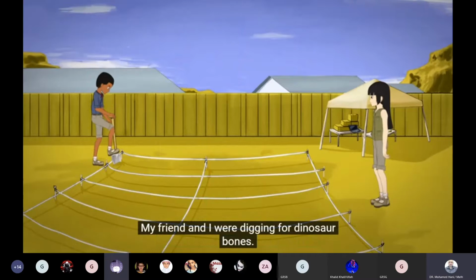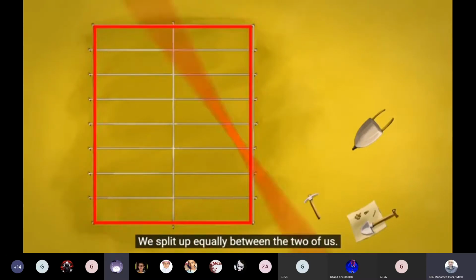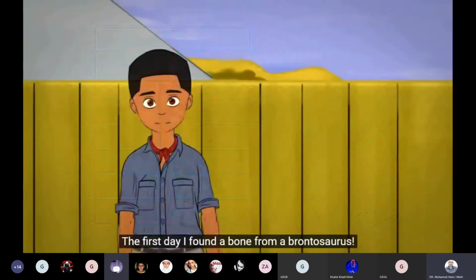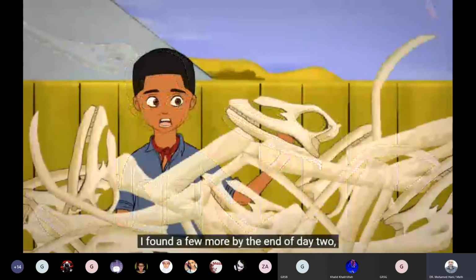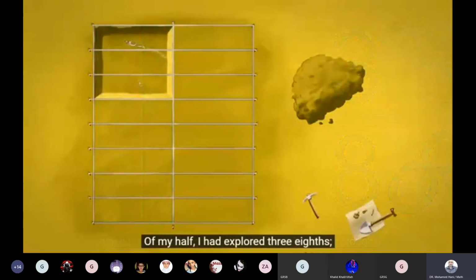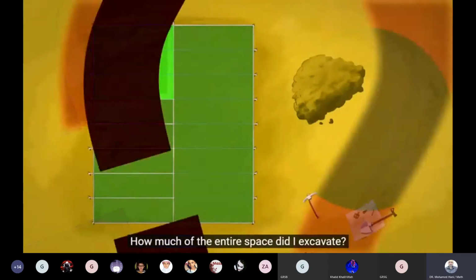My friend and I were digging for dinosaur bones. We decided to search in a rectangular zone. We split it equally between the two of us. The first day I found a bone from a brontosaurus. I found a few more by the end of day 2, when 3/8 of my half had been searched through. Of my half, I had explored 3/8. How much of the entire space did I excavate?